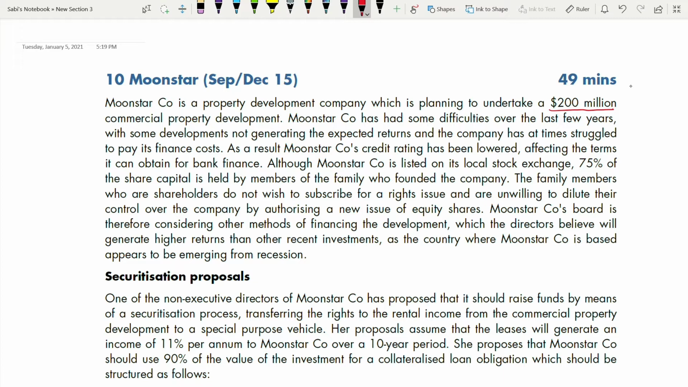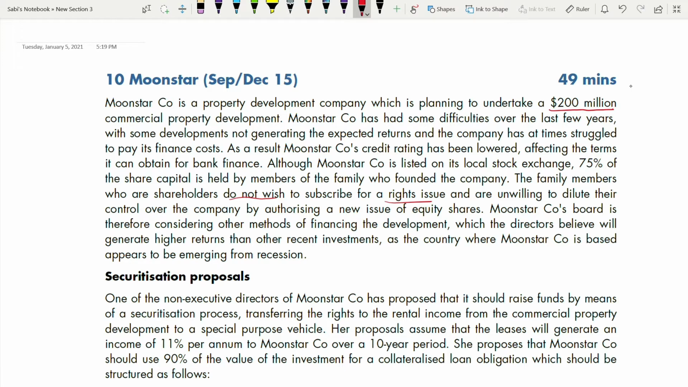Second, now they're talking about family members. They do not wish to subscribe for a right issue. Why might this be the case? Why don't they wish to subscribe for a right issue? The reason is they don't want to dilute their ownership. It has been given here, and are unwilling to dilute their control over the company by authorizing a new issue of equity shares. So equity is also not an option.